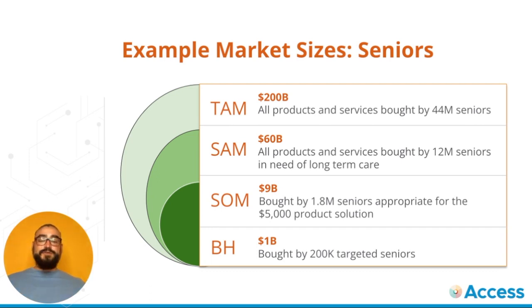Now, let's just say that you've created a product that will help seniors to stay in their homes longer instead of going into long term care, right? Of those 44 million seniors, there are 12 million that are spending $60 billion a year on long term care. Now, the obtainable market is, of those 12 million seniors, there are 1.8 million seniors where your $5,000 solution that will help them to stay in their homes is actually a right fit.